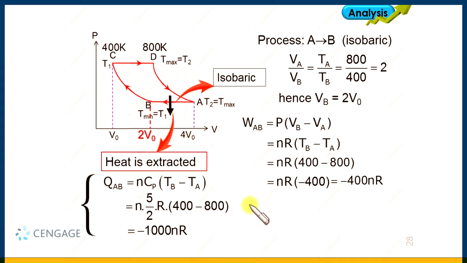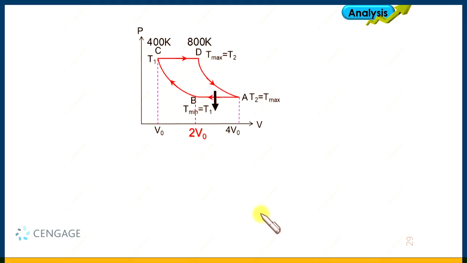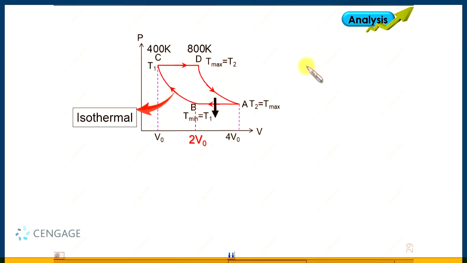Now, let us move to the next process. The next process is the BC process, and we know the BC process is an isothermal process. We know the first law of thermodynamics, we have Q equal to delta U plus W, and for this process delta U equal to 0, that is Q equal to W.